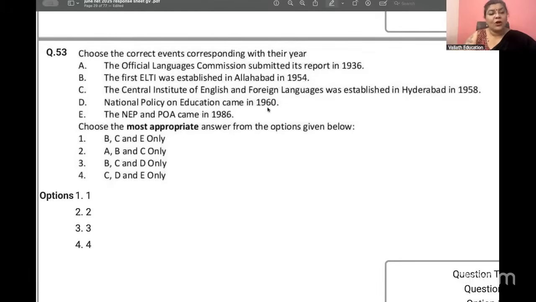NPE is wrong. This is D is wrong. NEP and POA came in 1986 is correct. NEP and POA is 1986. Everybody should know. So A is definitely wrong. If A is definitely wrong, it cannot be 2. Then D is definitely wrong. If D is definitely wrong, it cannot be 4. Okay. NEP and POA. E is definitely right. So it has to be B, C, E. You don't even have to look at B and C.